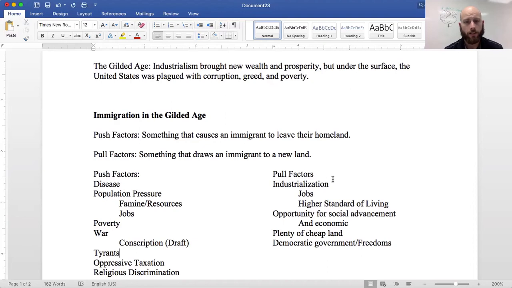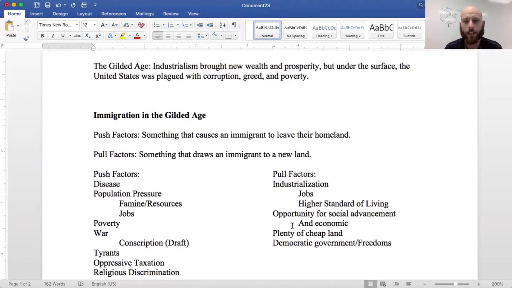Okay, pull factors. Things that are drawing people to the United States in the Gilded Age. Industrialization is the big one, right? We have a higher standard of living because of industrialization. We also have jobs, right? And so that's going to be a big draw. This is the land of opportunity.